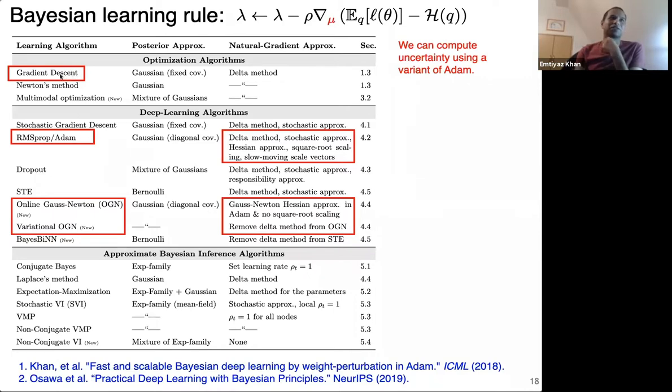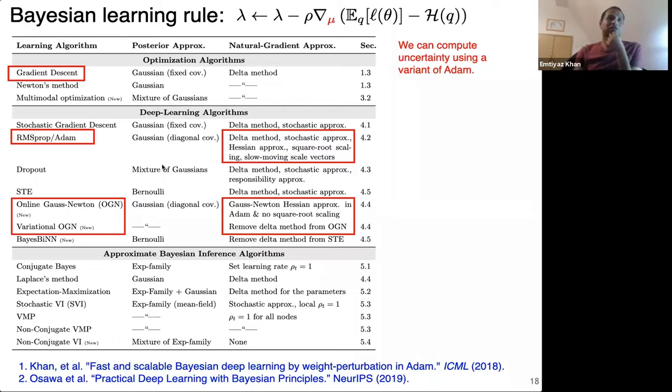So I've only talked to you about gradient descent so far with fixed covariance, and the approximation that I use is delta method. So you could see that there are two parts that you have to decide. One is posterior approximation. The other one is specific approximation to how you compute this gradient, how you approximate it. And then you can go Gaussian with unknown covariance, do the same thing. You'll get Newton's method. You do mixture of Gaussian, then you'll get multimodal optimization. This is a new algorithm that we came up with.